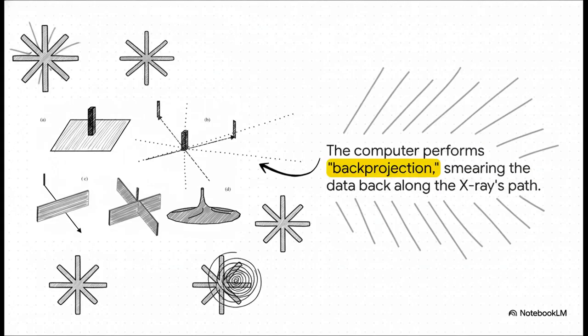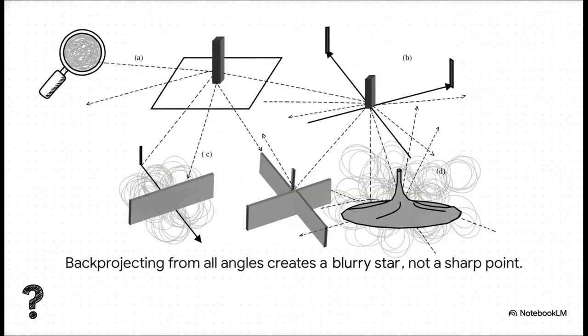So here's how the computer starts to rebuild. It takes that spike of data and paints it back across an empty canvas, smearing it along the exact path the X-ray took. The catch is, the computer doesn't know where on that path the point was, so it just distributes the shadow evenly along the entire line. We just repeat this process for every single angle. Now all the lines cross at the right spot, which is great. But because we've smeared each projection, the final image isn't a sharp point. It's this blurry star shape. We've found the location, but the image is way too fuzzy to be useful.